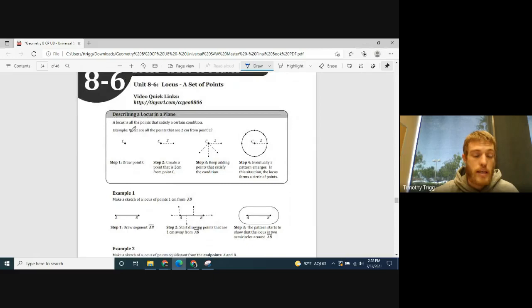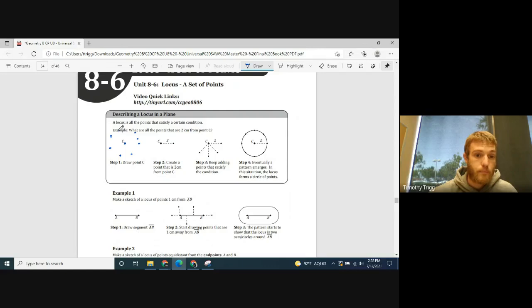Here, the example they give you is what are all the points that are 2 centimeters from a point C. So if you have a point C, I want every point that is 2 centimeters away from it. So I would go 2 centimeters in every direction from C. This distance is 2 centimeters, this distance is also 2 centimeters, and so on. See how I can create a bunch of points that are 2 centimeters away from C in every direction?